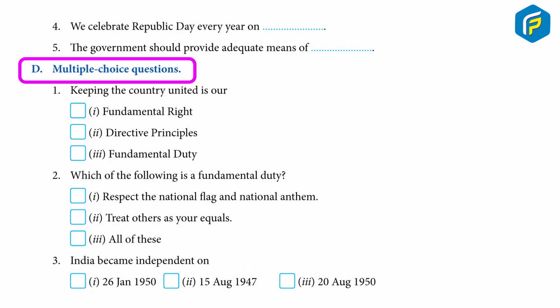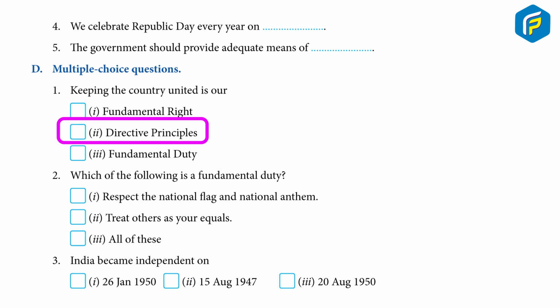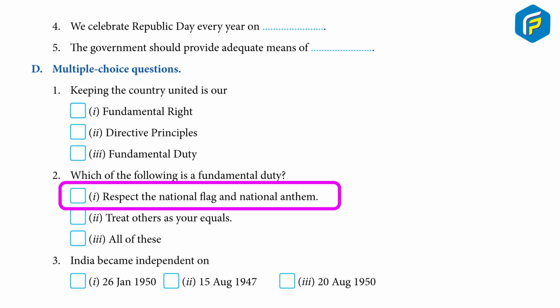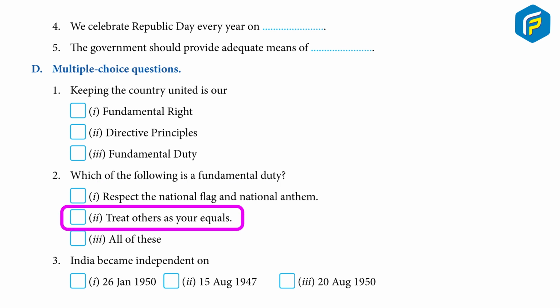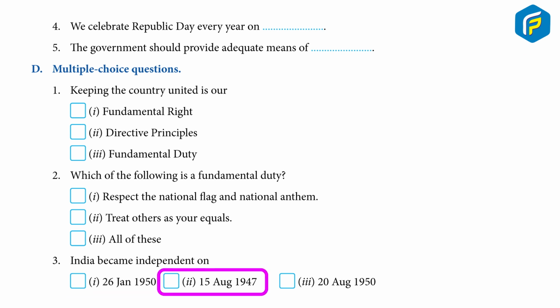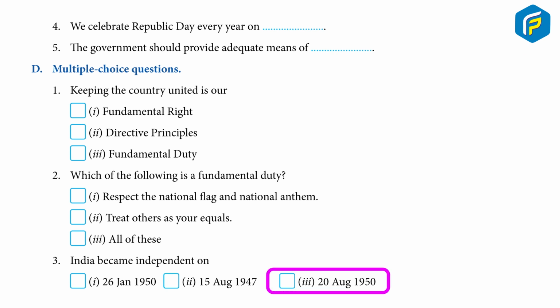D. Multiple choice questions. 1. Keeping the country united is a: 1. Fundamental right. 2. Directive principles. 3. Fundamental duty. 2. Which of the following is a fundamental duty? 1. Respect the national flag and national anthem. 2. Treat others as your equals. 3. All of these. 3. India became independent on: 1. 26th Jan 1950. 2. 15th August 1947. 3. 20 August 1950.